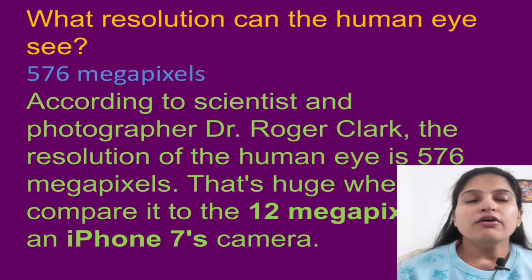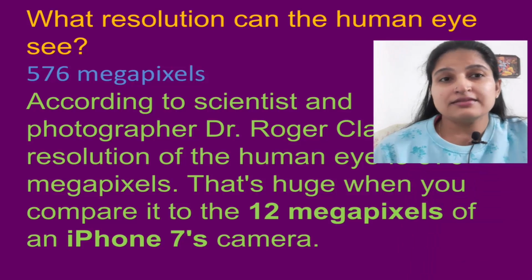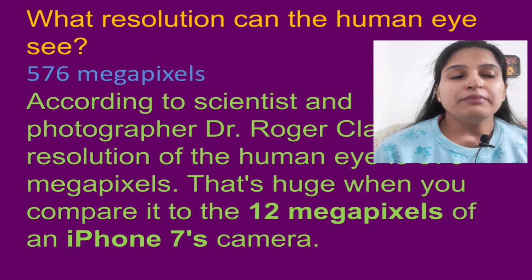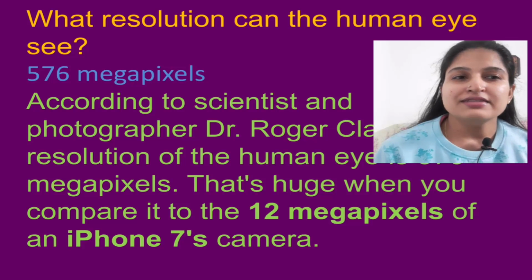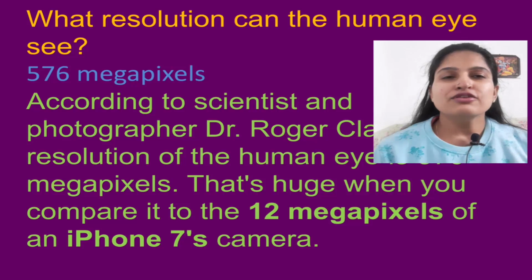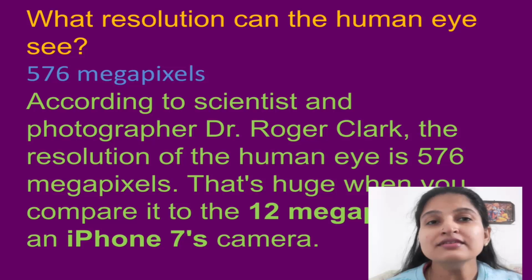According to scientist and photographer Dr. Roger Clark, the resolution of the human eye is about 576 megapixels. That's huge when you compare it to the 12 megapixels of the iPhone 7's camera. So this is a huge potential, but it is not that we always use this many pixels to visualize things.